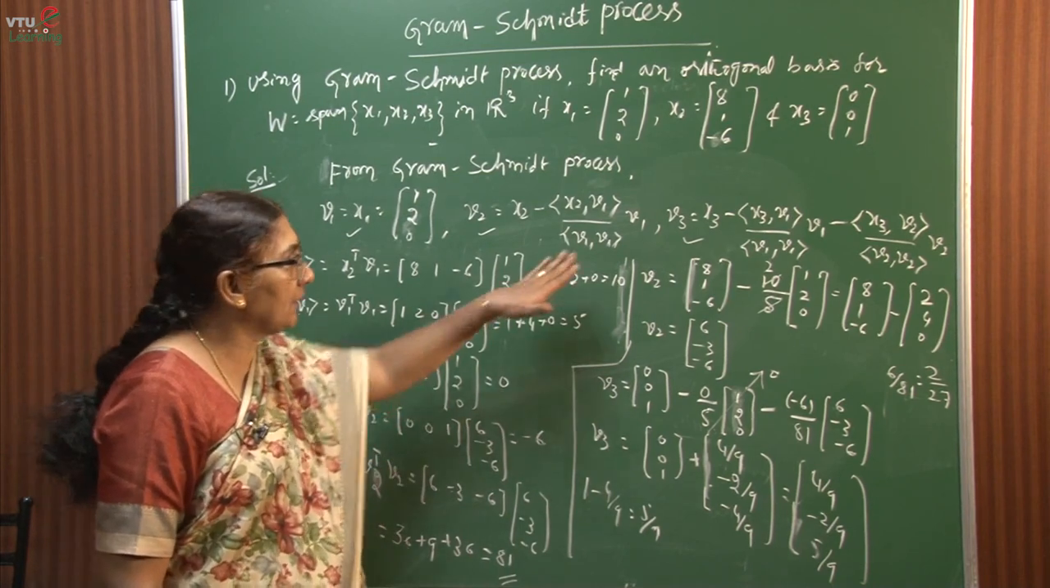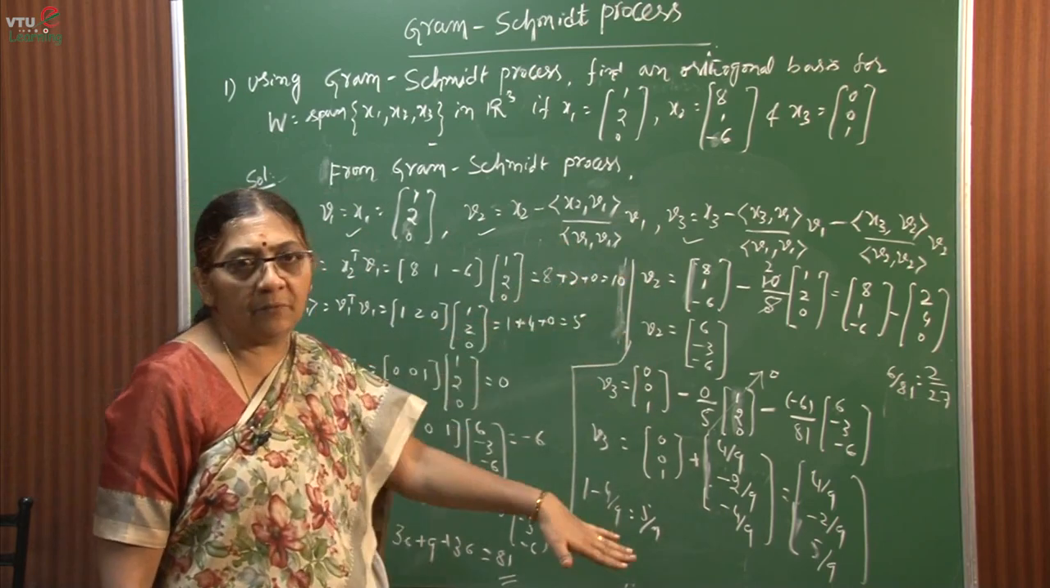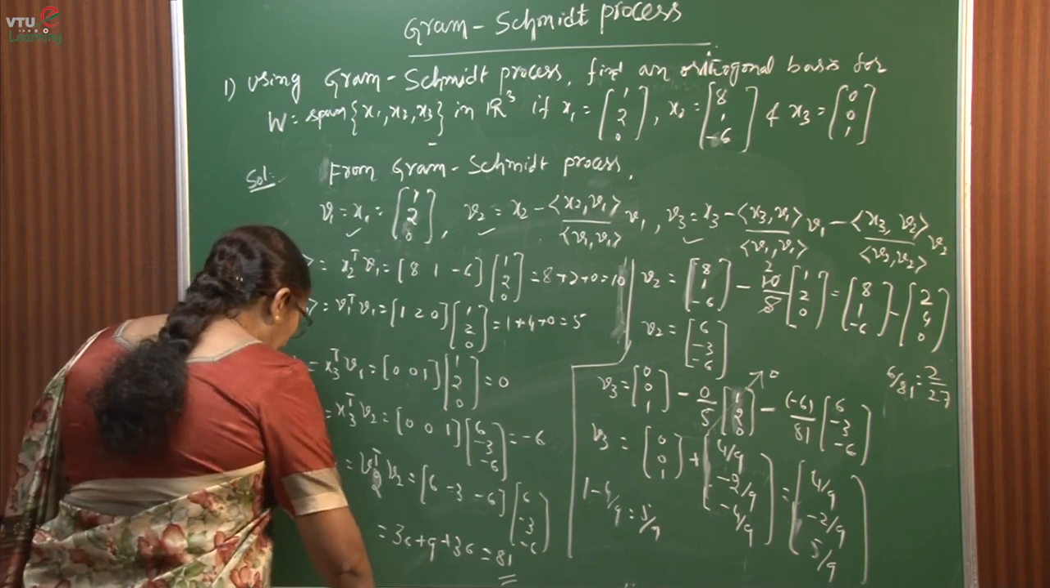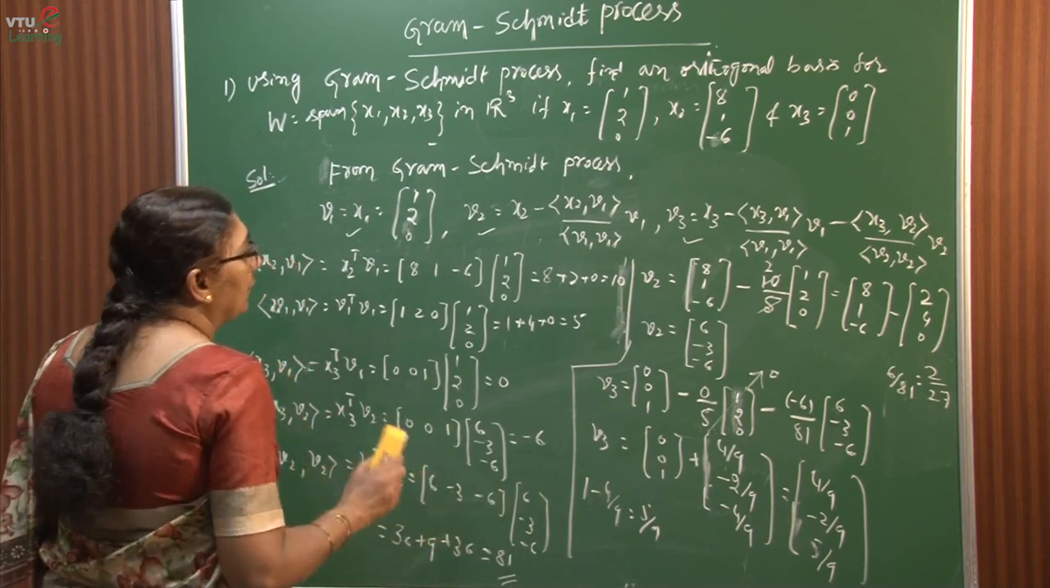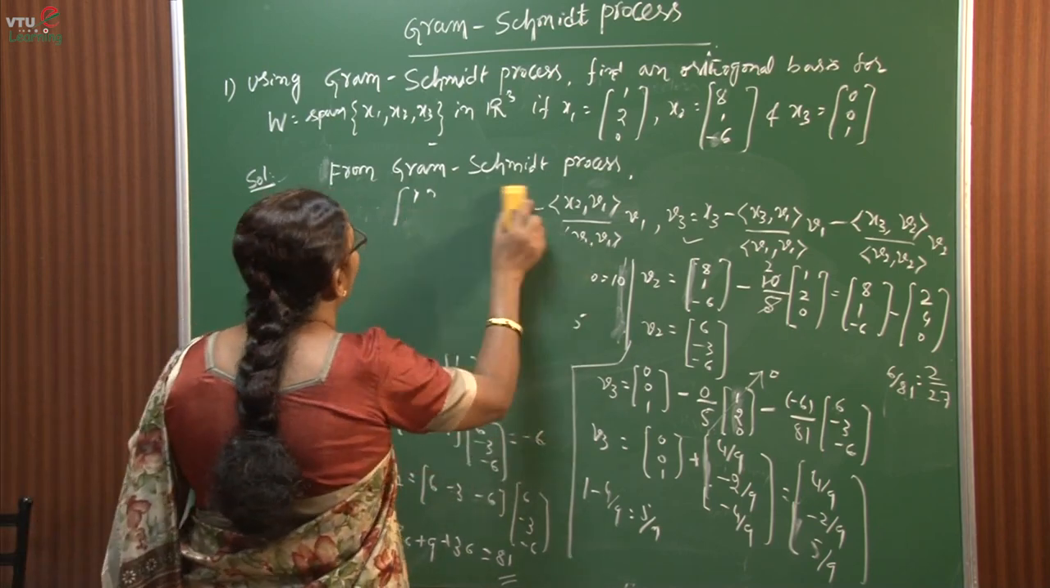Therefore, what is required for V2? First you calculate the inner product value and substitute, simplify V2 and then move to V3, and similarly V4 also. In the next step, now we have V1, V2, V3. Therefore, now I'm going to remove this space because I want to verify it.